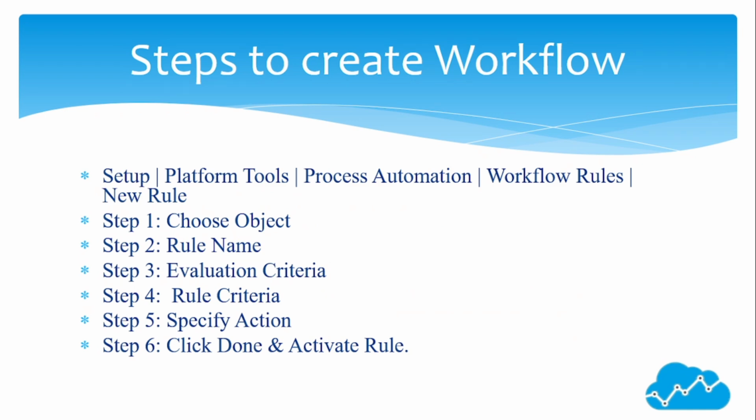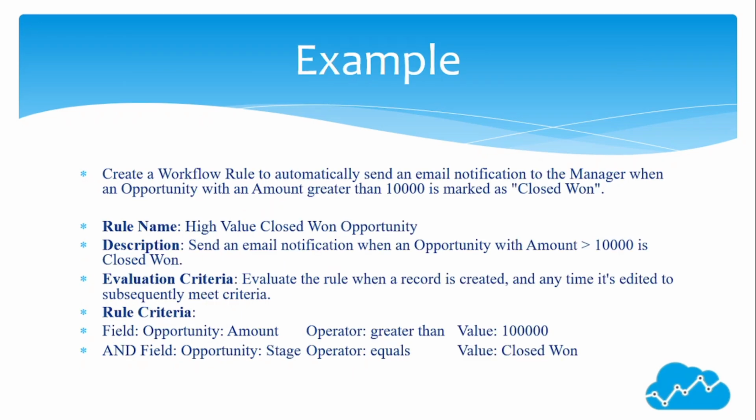Step 1, choose object. Step 2, rule name. Step 3, evaluation criteria. Step 4, rule criteria. Step 5, specify action. Step 6, click done and activate the rule. Let's see an example. Create a workflow rule to automatically send an email notification to the manager when an opportunity with an amount greater than 10,000 is marked as closed won.